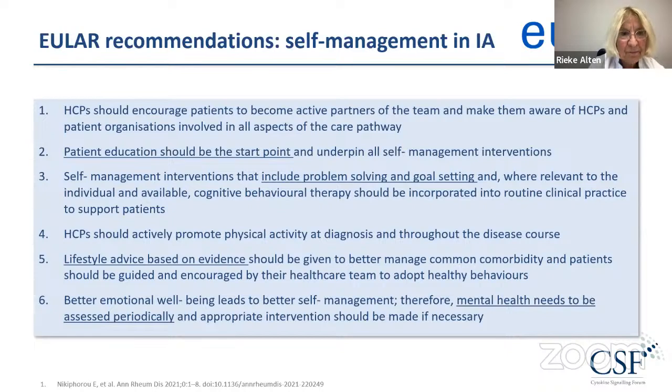Next slide, please. So again, patient education is mentioned. That should be the starting point, and really instruct the patients to learn problem solving and goal setting. And we also teach our patients in lifestyle changes. We have a lot of evidence on this, like smoking cessation, and movement and physical activity. And in some patients also mental health has to be improved, and it has to be assessed periodically, because many patients really need intervention also in this field from our colleagues from the psychosomatic or psychiatric department.